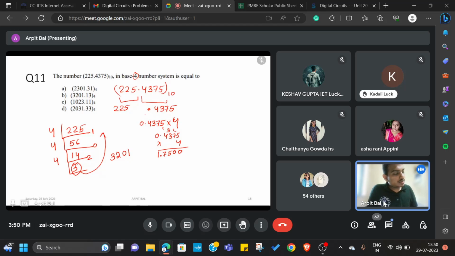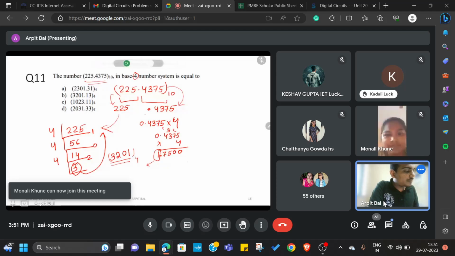Okay, and you can see it here itself, right? Whatever number was given, I separated the integer part and the post decimal part. For the integer part, I performed long division and obtained the integer result in the base 4 number system. Similarly, for the post decimal part, I multiply it by 4 first. Then whatever is present before the decimal in the result, in our case 1, is something we need to store.